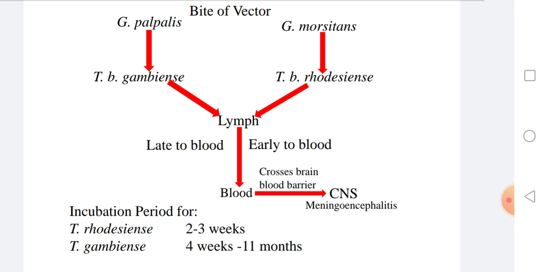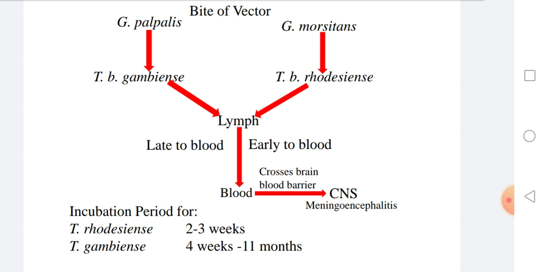It takes time. The other type, transmitted by Glossina morsitans, transmits Trypanosoma brucei rhodesiense, and after the bite, the infecting parasites reach the lymph and rapidly the blood, early in infection. Then they cross the blood-brain barrier, reaching the central nervous system, causing meningoencephalitis. The course in this type is rapid compared to that caused by gambiense.